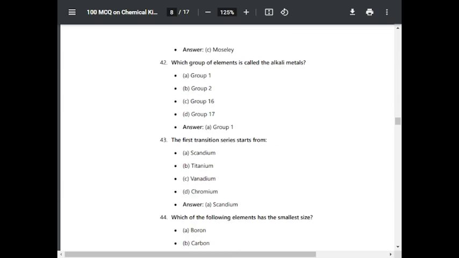Question number 42. Which group of element is called alkali metal? Option A group 1, option B group 2, option C group 16, option D group 17. The correct answer is group 1. Group 1 of the element is called alkali metal.